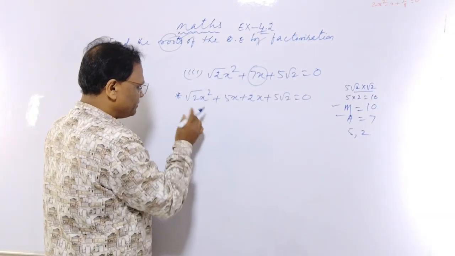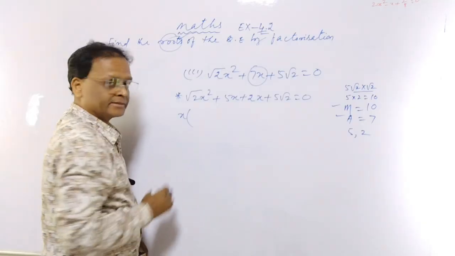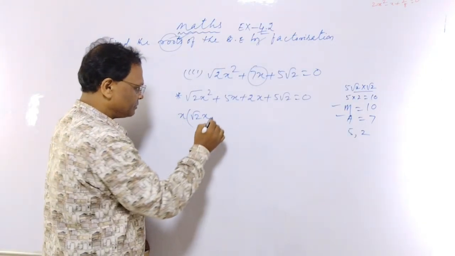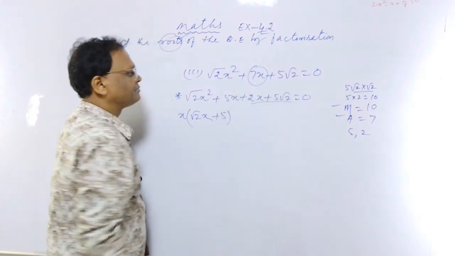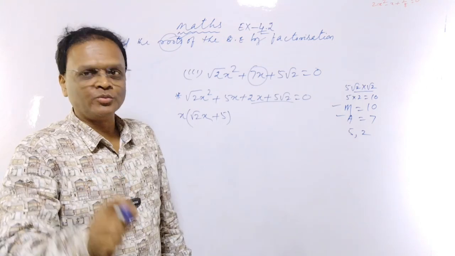Tell me what is the common here? I think the common is only x. Let me take out x. This gives me root 2x plus 5. Tell me what is the common here? Are you getting? Common is root 2.